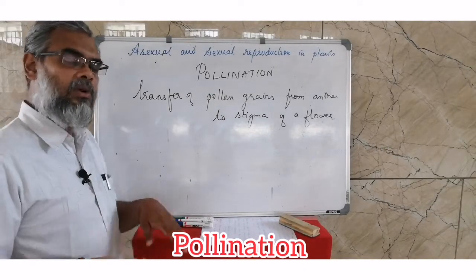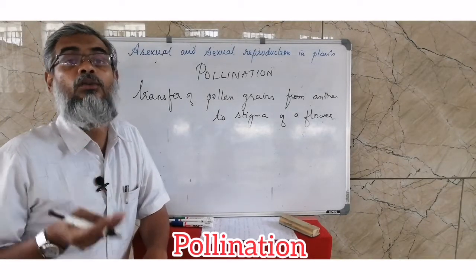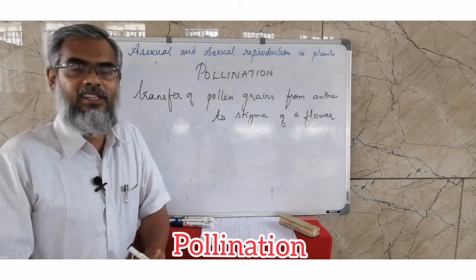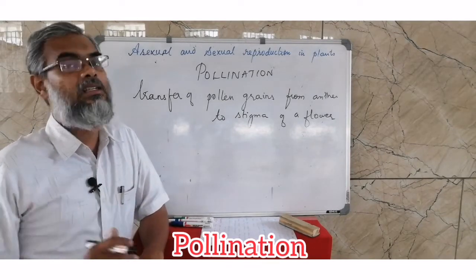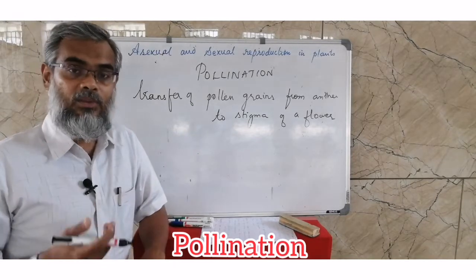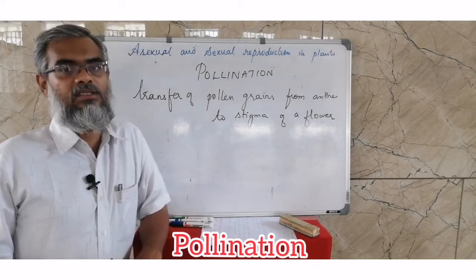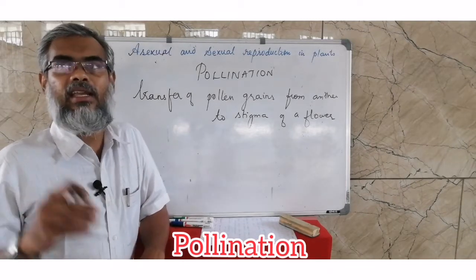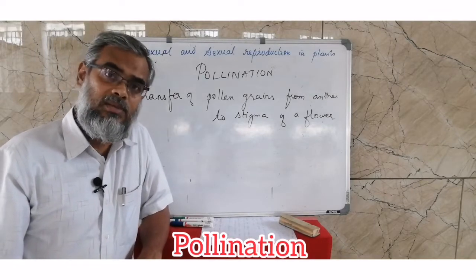Why should pollination occur? Pollination is necessary for fertilization and for the formation of fruits and seeds. The transfer of pollen grains to the stigma is very necessary, we know that very well. But how does it happen? It happens because of some external factors also. The wind transfers pollen grains to the stigma, or sometimes animals do.